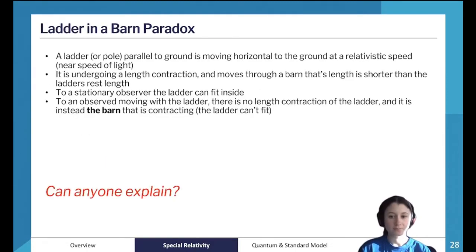Alright. Now let's hop into the last paradox, which is the ladder in the barn paradox. For this one, we have a ladder or a pole which is parallel to the ground. And typically we have somebody running who is holding that pole, holding it horizontally.